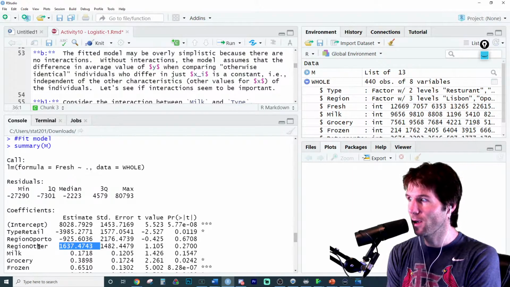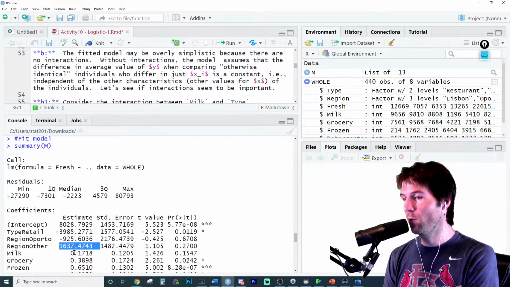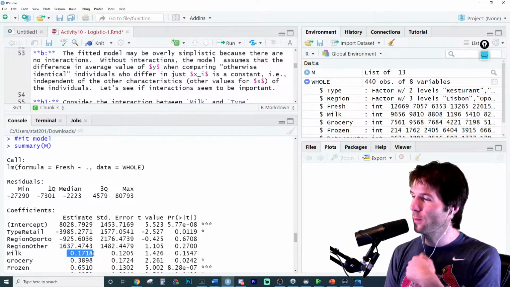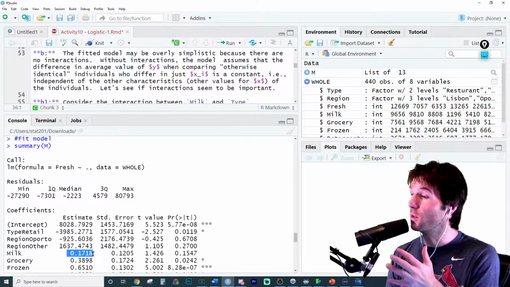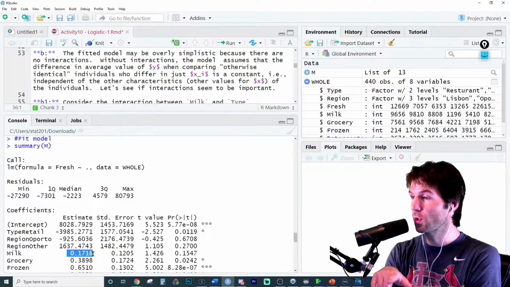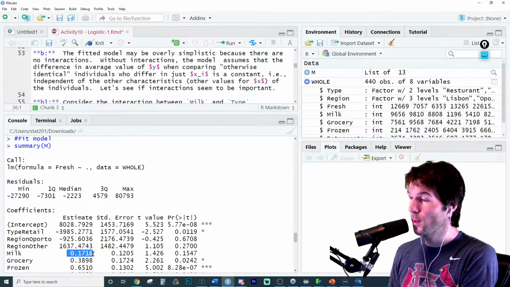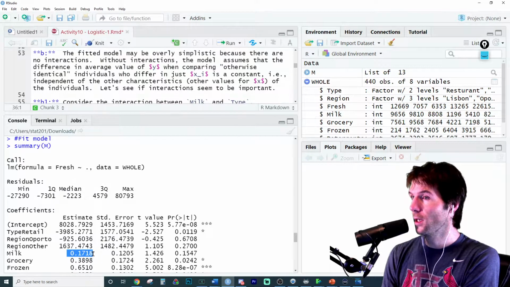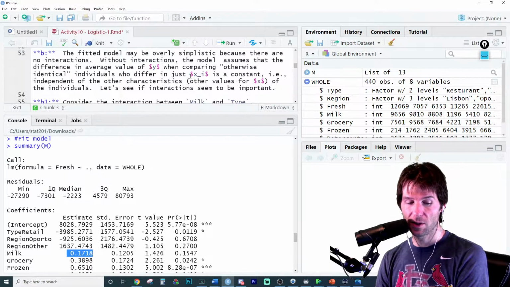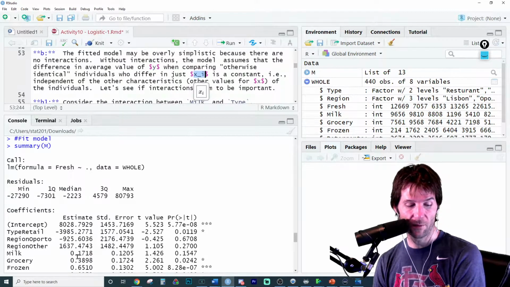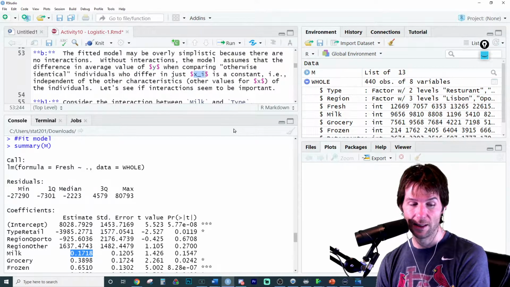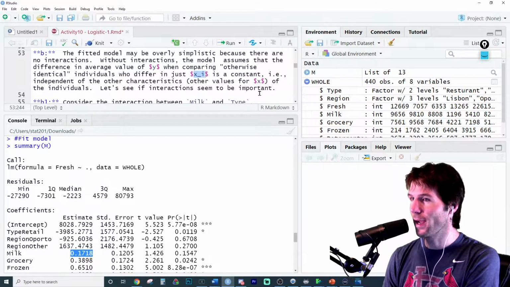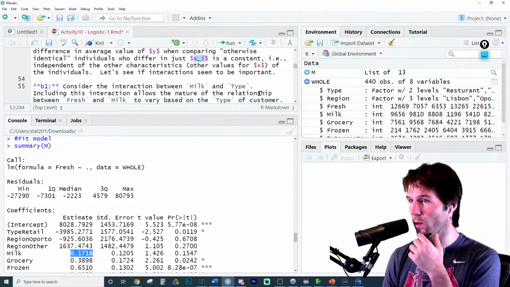So maybe the way in which milk, like the coefficient of milk right here, would actually be different if someone was in region Oporto. So you're in region Oporto, your coefficient of milk is this. You're in region Lisbon, your coefficient of milk is this. So the coefficients in the model might depend on other x's. The certain coefficient we have right here might depend on another x. And that's what interactions would let us explore.